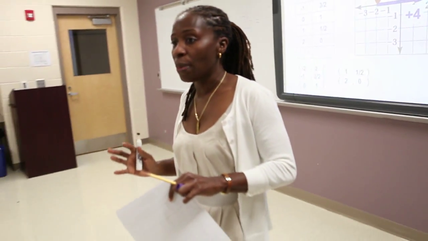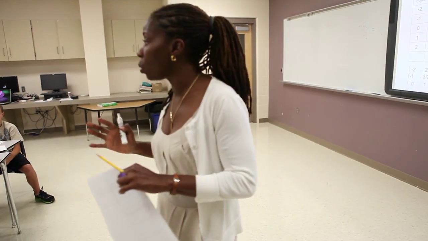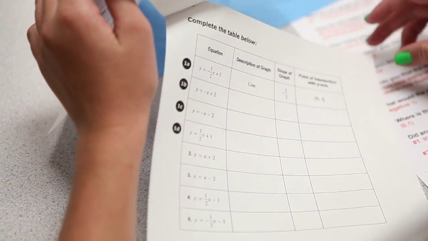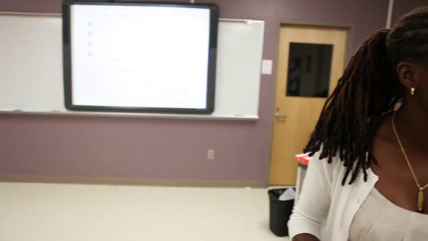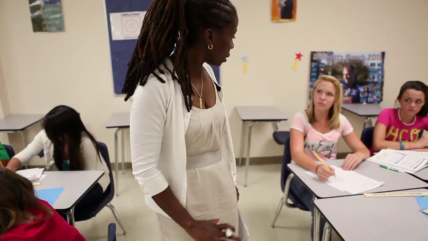What we're going to do is put all of this information that we have just worked out in a table. Each group will get a graph to draw. And you will find out the same information, the description, the slope of the graph, as well as the intercept. And then we're going to start looking for patterns. I'm going to give you a couple of minutes for you to work on filling that out.